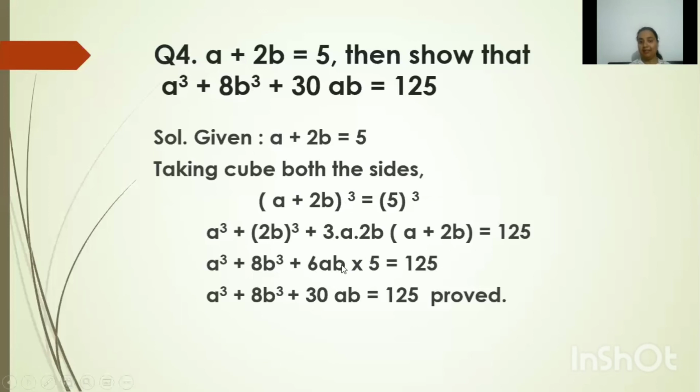Now multiply, 5 6s are 30. These terms remain the same, equals this. See the result, you have got this. Okay, so is it easy to do? Yes, right?